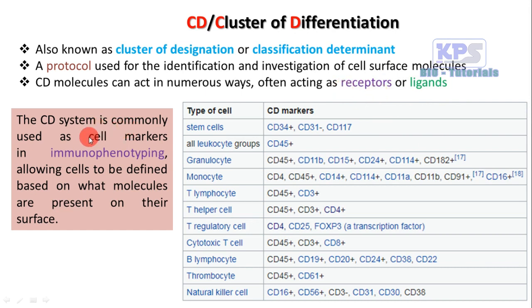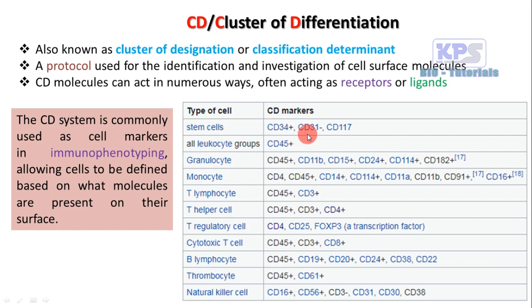So if A is binding on B, then A is said to be the ligand and B is said to be the receptor. This CD system is commonly used as cell markers in immunophenotyping, allowing cells to be defined based on what molecules are present on their surface. So using this CD system, the cell surface molecules are studied, and based on that study, the immune cells are characterized, named and identified, and all these things together are called immunophenotyping. The cell surface molecules present on immune cells or any other type of cells are utilized for the characterization of the cells.